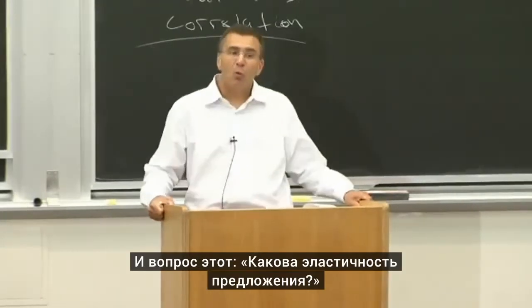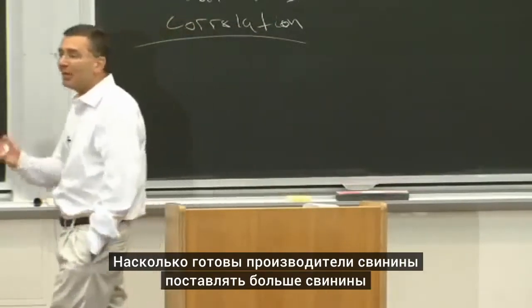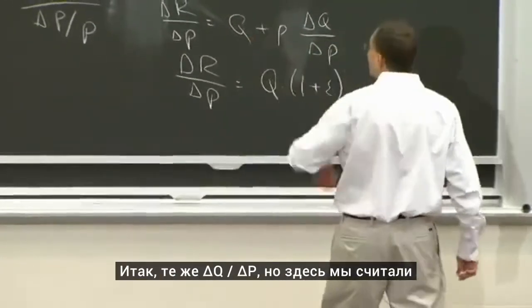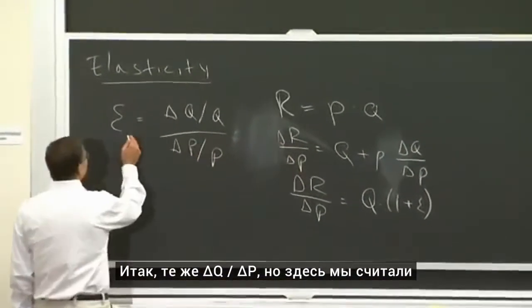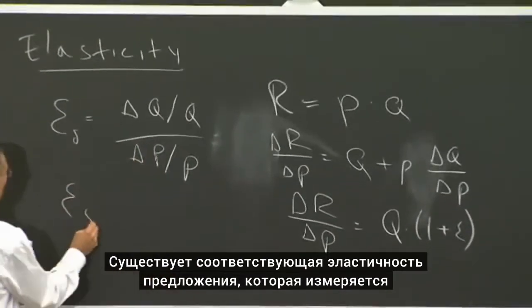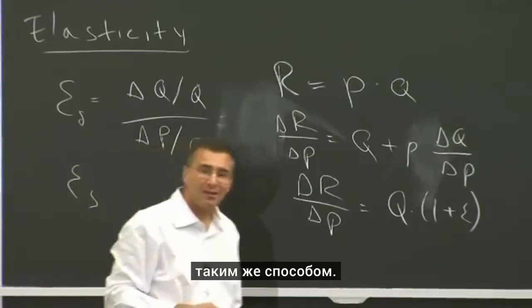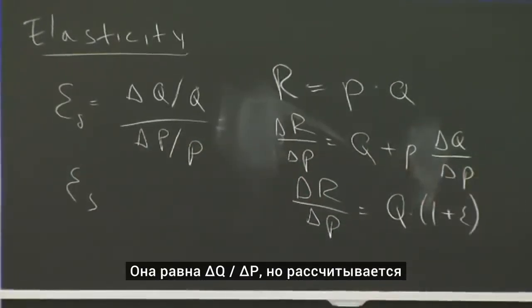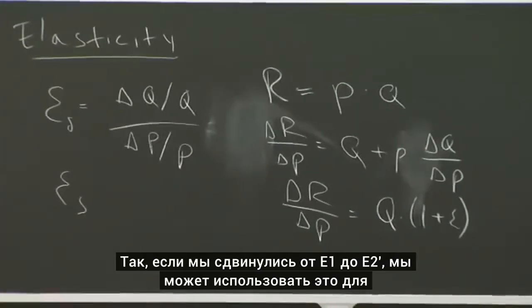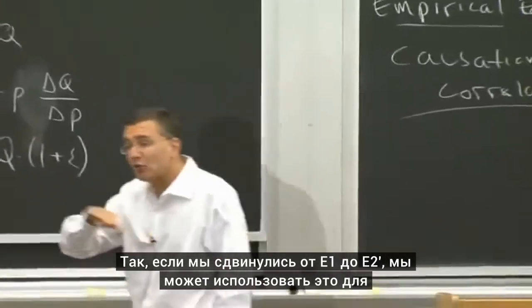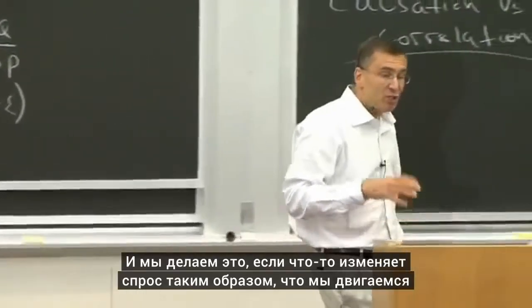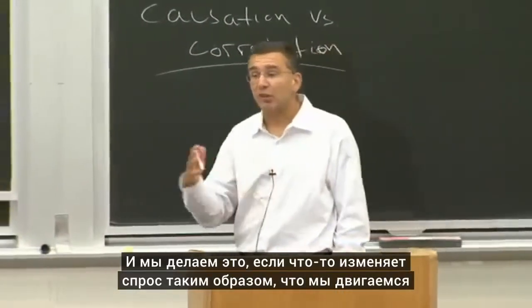That question is, what's the elasticity of supply? How willing are pork producers to supply pork as the price goes up? So it's the same delta Q over delta P, but here we did the elasticity of demand. There's a corresponding elasticity of supply, which is measured the same way. It's delta Q over delta P, but it's for a different kind of shock. It's what you get from moving along the supply curve. So from E1 to E2 prime, we can use that to measure the elasticity of supply, or the slope of the supply curve. And we do that if something shifts demand to move us along the supply curve.